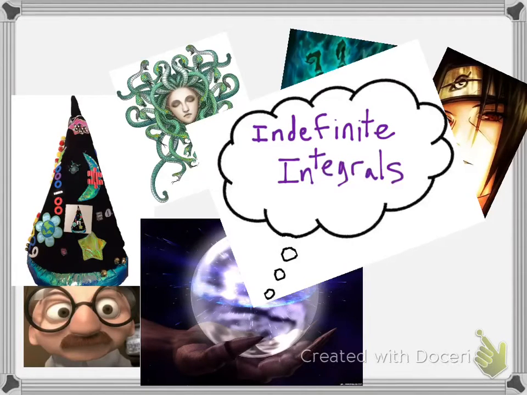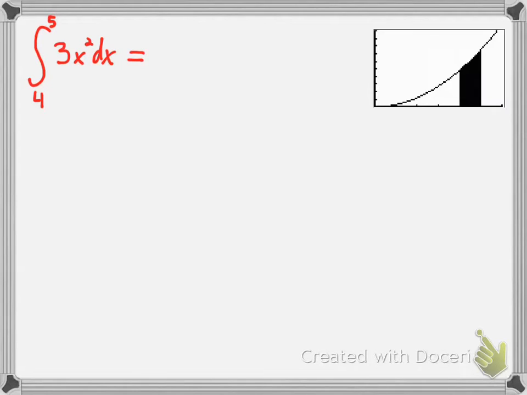Indefinite integrals. Alright, so let's start off by doing a problem that we saw how to do just before the break, the integral from 4 to 5 of 3x squared dx. Now, don't forget what this actually represents. It's the area underneath the curve of y equals 3x squared, and we figure out that area between x equals 4 and x equals 5. Plugging this into our handy-dandy calculator, it tells us that the area is 61.